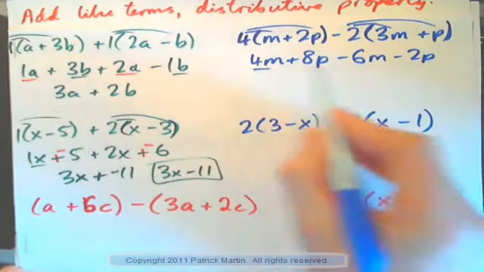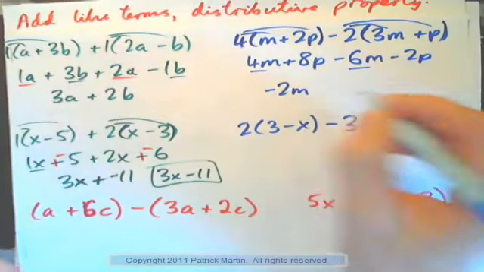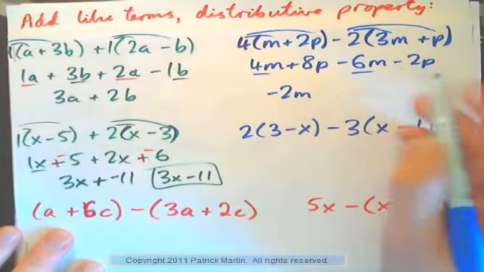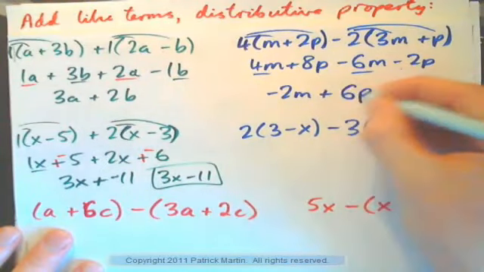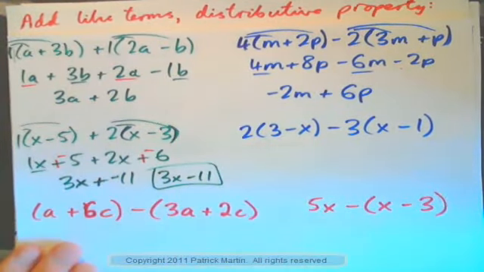So if I have 4 markers and I subtract 6 markers, I'll have negative 2 markers. I'll be down 2 markers. I'll be in debt 2 markers. If I have 8 pens and subtract 2 pens, I'll have 6 pens. Okay, so that's the answer. So press pause on the video and do this one.